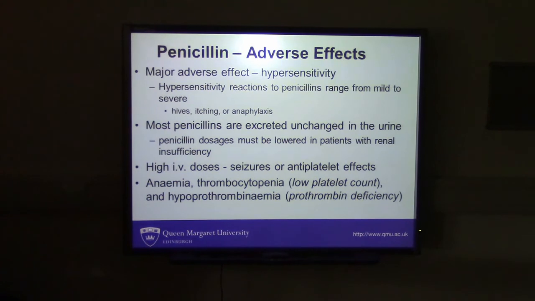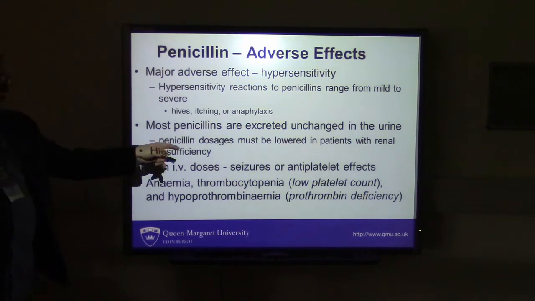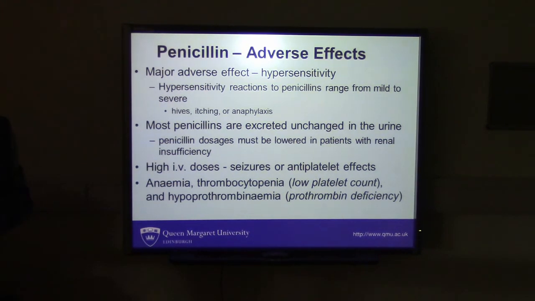Sometimes it can be important to give an antibiotic intravenously to get the dose in there to fight the infection rapidly, straight into the circulation. You've got to be very careful there, because if you are giving a high IV dose, the penicillin can cause seizures in some patients or have an antiplatelet effect, meaning it can alter the blood clotting capabilities. So you've got to be very careful with that as well, to make sure you don't cause the patient any major problems. Other things that can happen: it can cause anemia, thrombocytopenia, and hypoprothrombinemia. So you can get difficulty with clotting of the blood. That's where the major issue comes from.